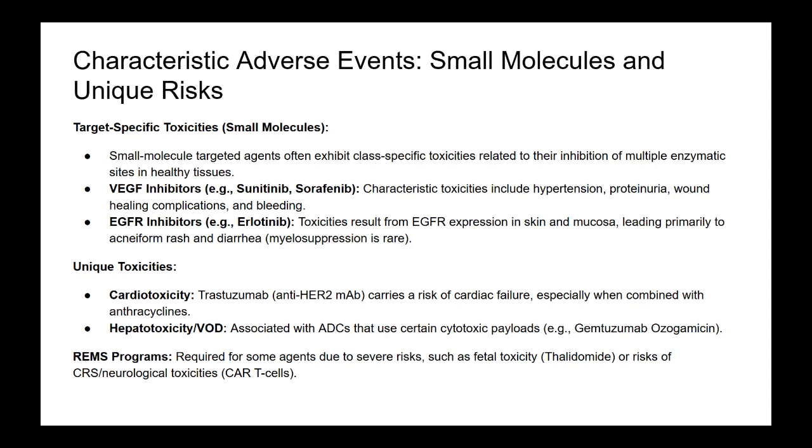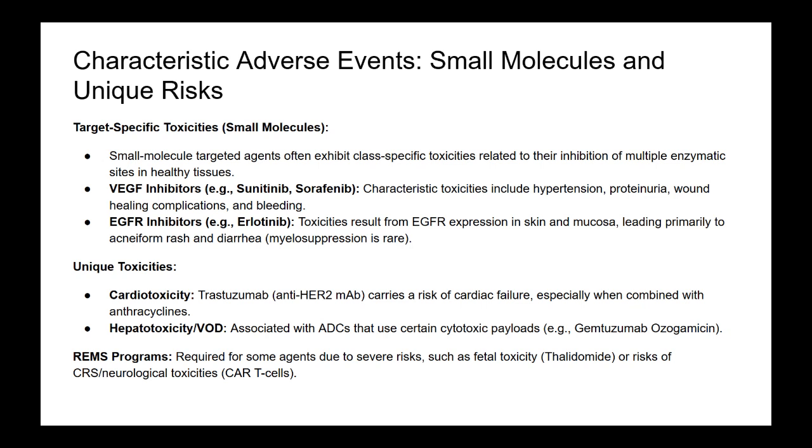Trastuzumab, a monoclonal antibody that targets the human epidermal growth factor receptor 2, carries a risk of causing cardiac failure. This risk is particularly pronounced when it is combined with anthracyclines, and therefore, careful monitoring of cardiac function is essential during treatment. Another serious toxicity is veno-occlusive disease, also known as hepatic toxicity, which is associated with antibody-drug conjugates that utilize specific cytotoxic payloads, such as gemtuzumab ozogamicin. These toxicities underscore the importance of vigilant monitoring and management strategies to mitigate adverse effects during therapy.